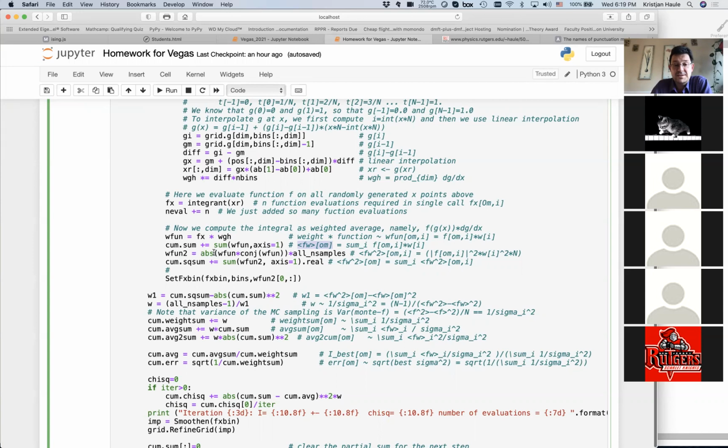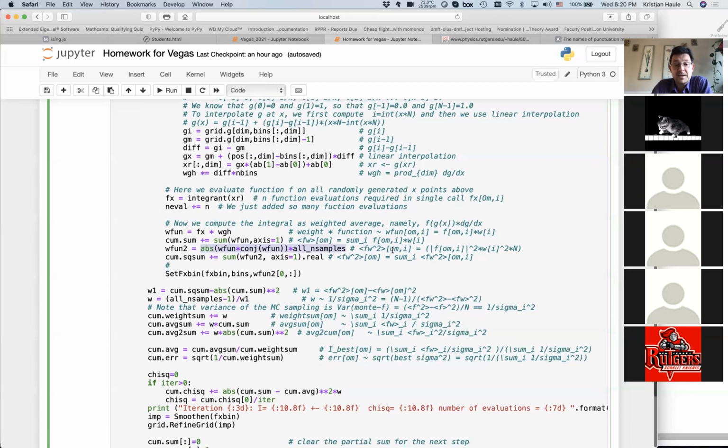Now, a few other things. V fun is a two-dimensional array of omega and I. Then we conjugate the same thing to calculate the square. And here I'm multiplying with all n samples so that I have exactly f square. We discussed before that without multiplying with n here, we don't get exactly f square, but right now we have exactly f square when we multiply with this n. And this again is a two-dimensional array because that's how NumPy works. So V fun 2 is now a two-dimensional array.